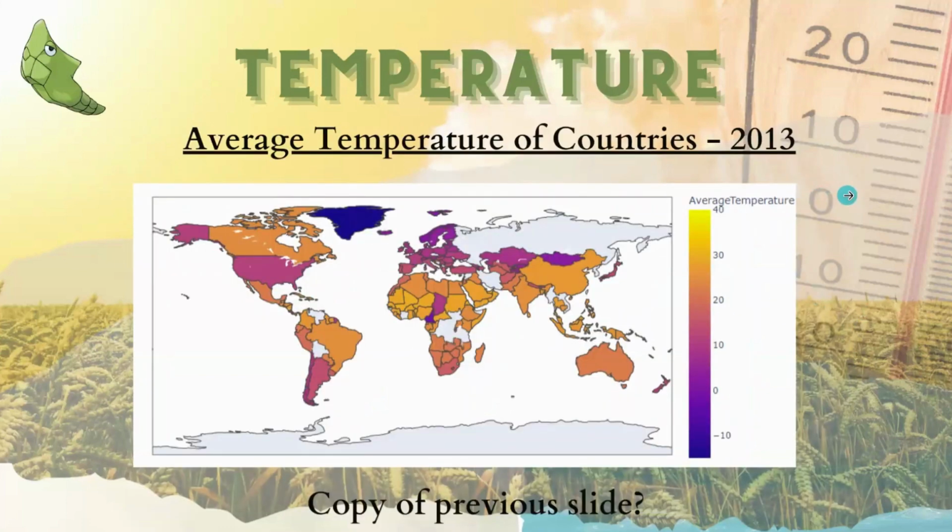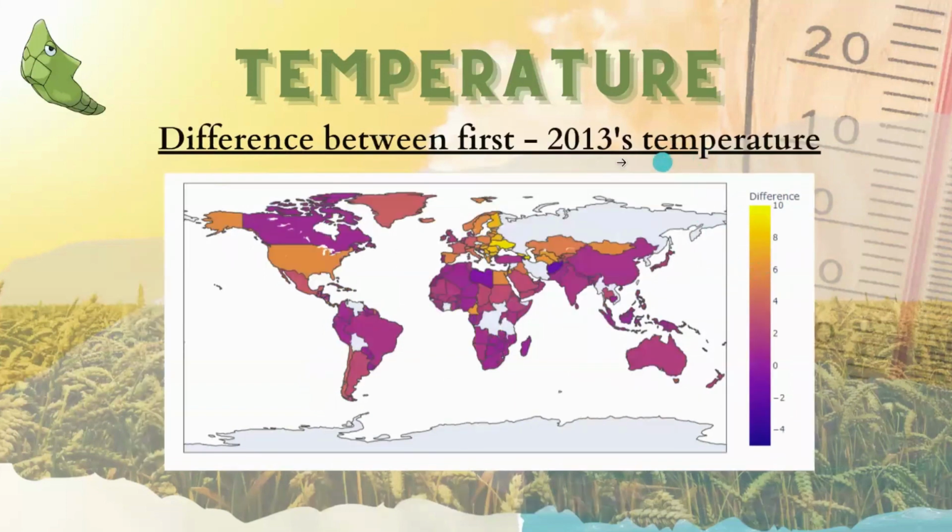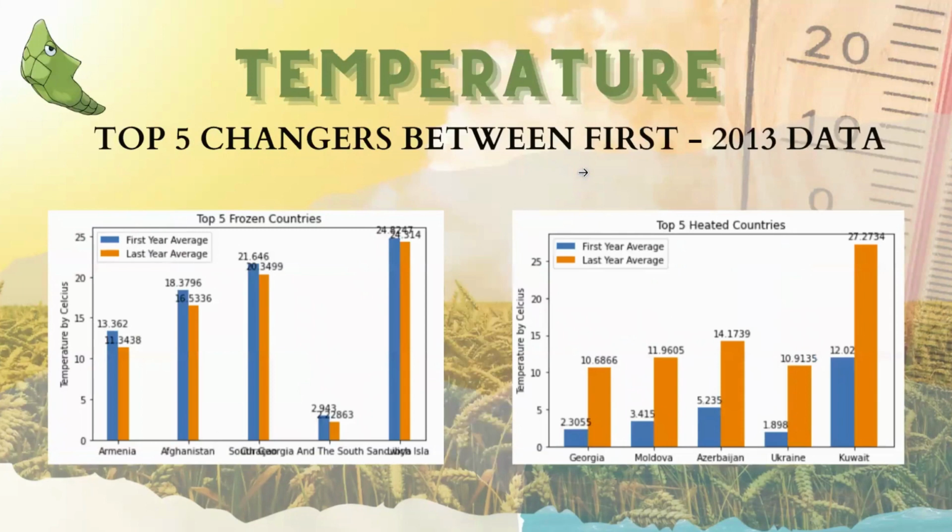After that, as we come to today, we got more consistent data. So every country has the data of 2013, and this is the average temperature of countries in 2013. It seems a bit similar to the previous slide, but here you can see the difference. Especially in Ukraine, you can see the difference going to 10 degrees. Maybe there's not much change for other countries, but specifically in Europe, you can see some increase in temperature. So here are our top 5 changes between the first and 2013's data.